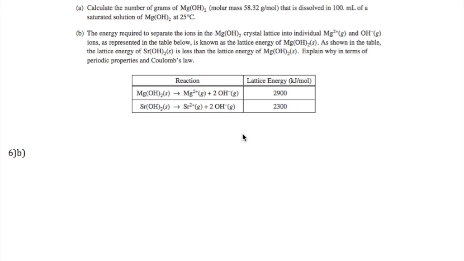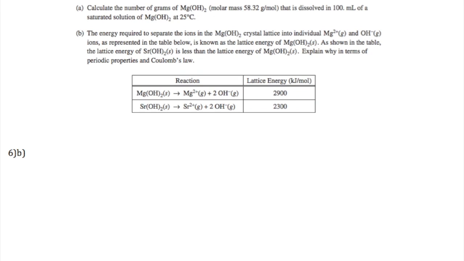Okay, so now let's move on to question 6, part B. I suppose you've already given it a go, so let's read the question. The energy required to separate the ions in the Mg(OH)2 crystal lattice into individual Mg2+ and OH- ions, as represented in the table below, is known as the lattice energy of Mg(OH)2. As shown in the table, the lattice energy of Sr(OH)2 is less than the lattice energy of Mg(OH)2. Explain why in terms of the periodic properties and Coulomb's law.